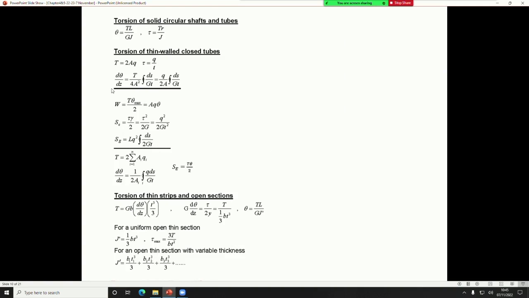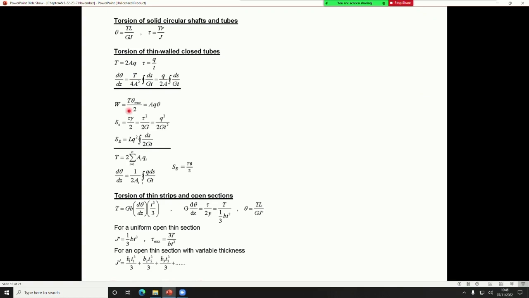So we start with the torsion of solid circular shafts and tubes: the angle of twist and the shear stress, which has a linear variation in terms of R. Then we move on to single cell tubes subject to a torque. So we have one relation between the torque applied and the shear flow, and the shear flow is the product of the thickness and the shear stress. The rate of twist, you can either write in terms of a torque or in terms of the shear flow. For a single cell, you're allowed to move Q out of the integral and place it outside. So that's why we can write it in terms of Q or in terms of a torque.